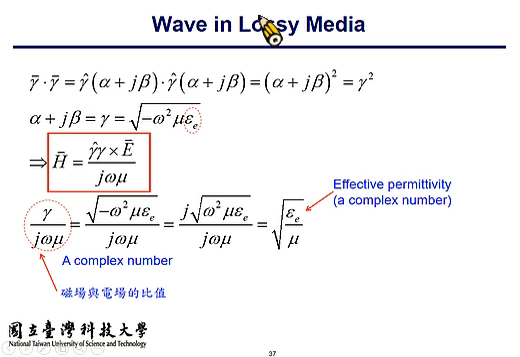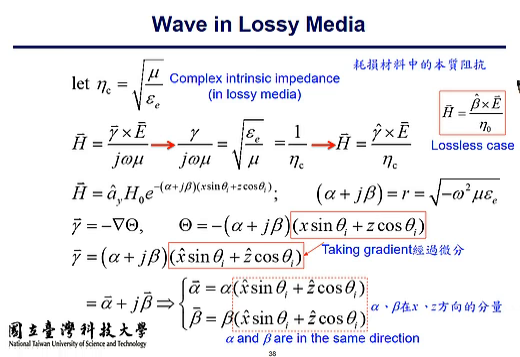So because epsilon sub E is a complex number, the whole thing is a complex number as well, which suggests that the intrinsic impedance of a lossy medium is a complex number, and it also suggests that the E and H fields are not in phase. There is a phase difference between the two.